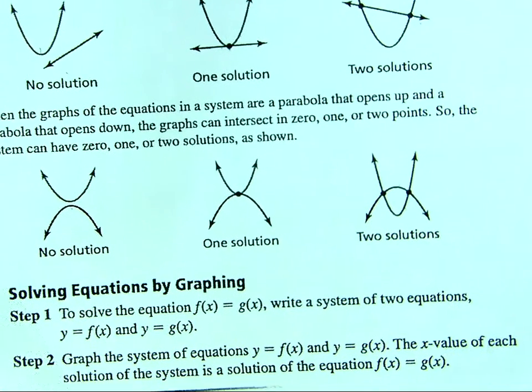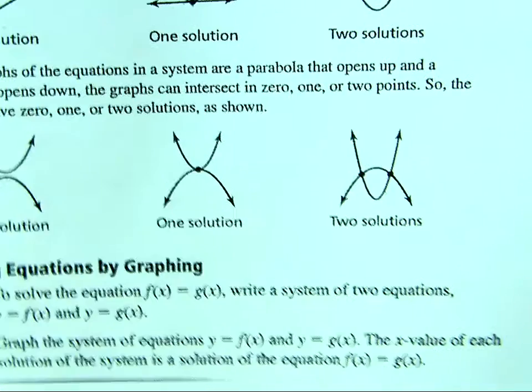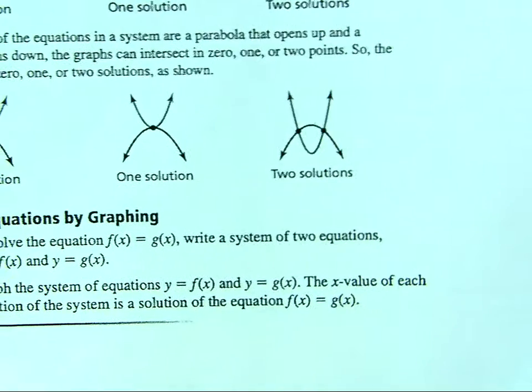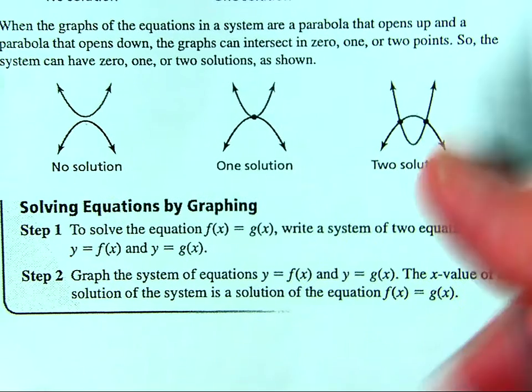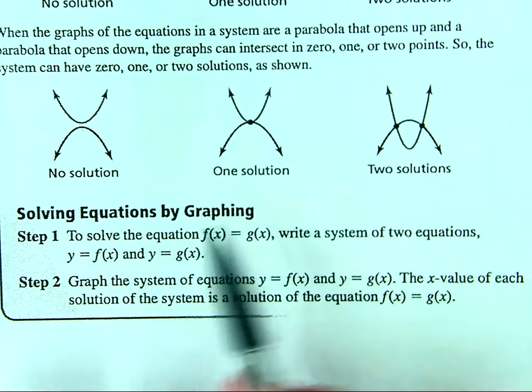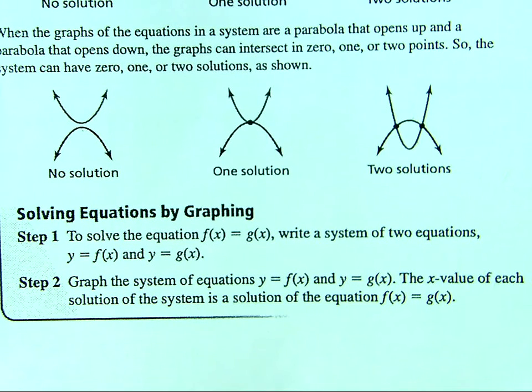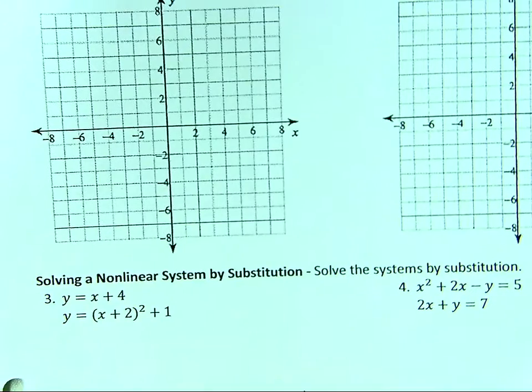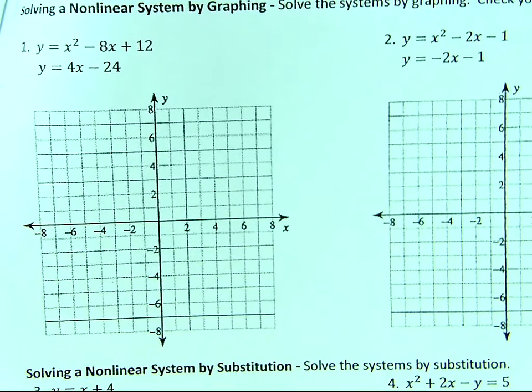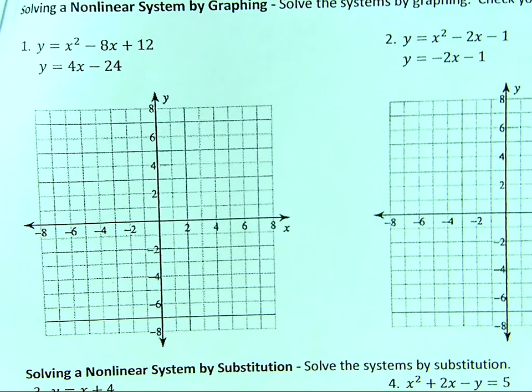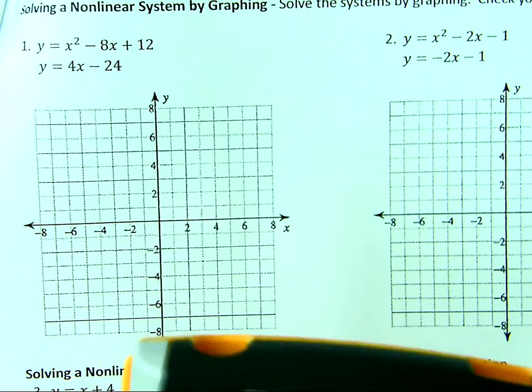Now we're going to do them two ways. We're going to do it by graphing and by substitution. By graphing, we're just going to put the equations in our calculator, and then we're going to find the intersection of the two. So these first two are by graphing. So we have those two. We're just going to put those in our calculator.